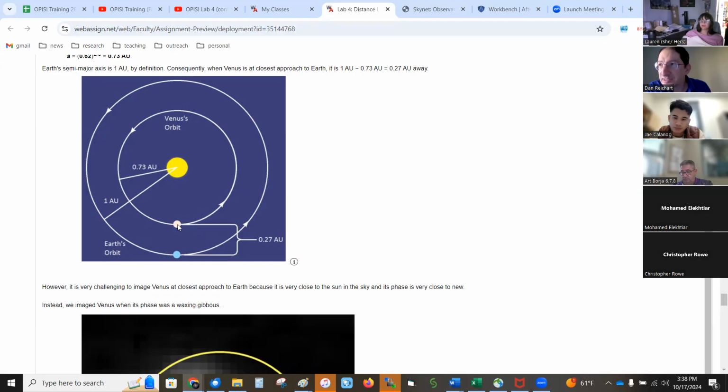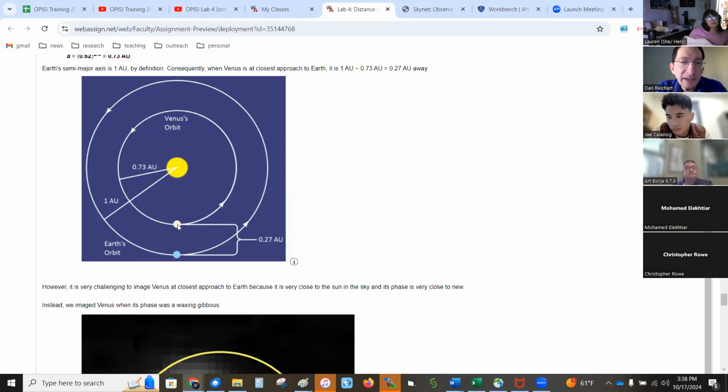If we do Earth baseline parallax at closest approach, what is the distance in kilometers? Earth is so many kilometers across. We do Earth baseline parallax to Venus at closest approach. So whatever that is in kilometers is 0.27 AU, divide by 0.27, and you get the number of kilometers in an AU. So that's what I assign in my lecture classes.